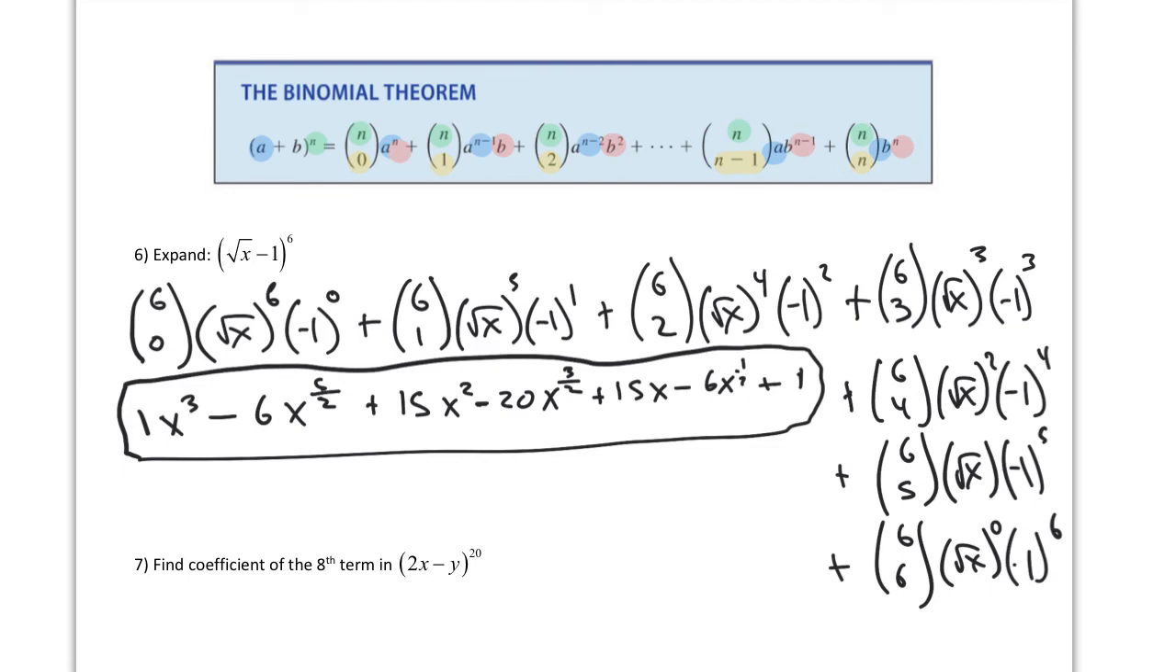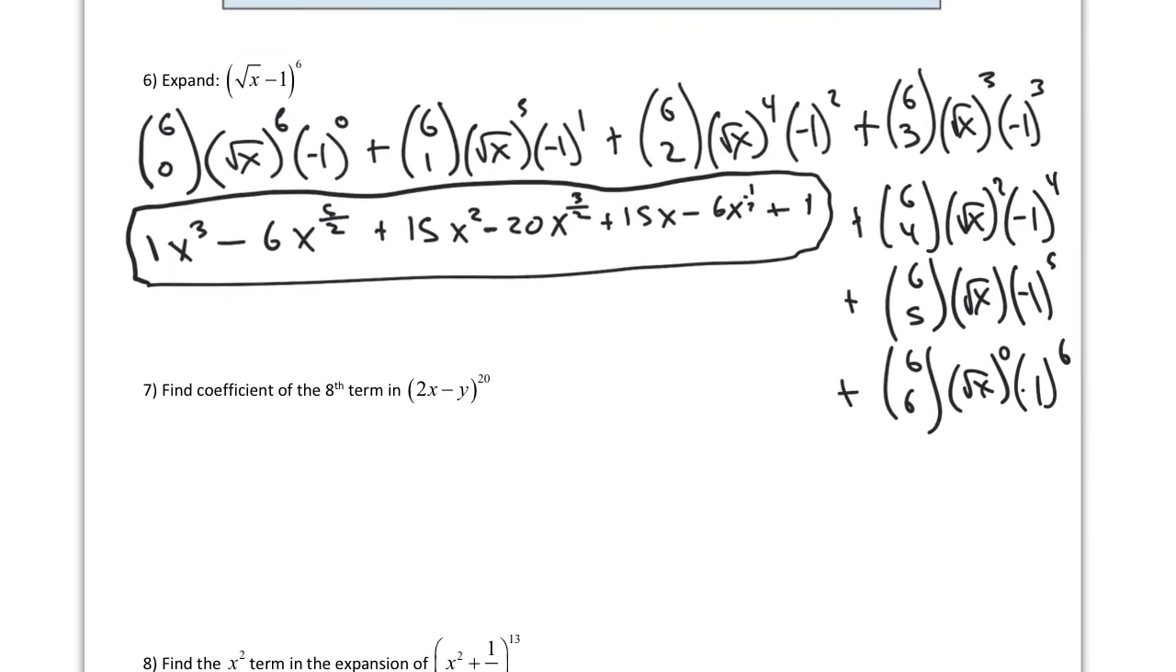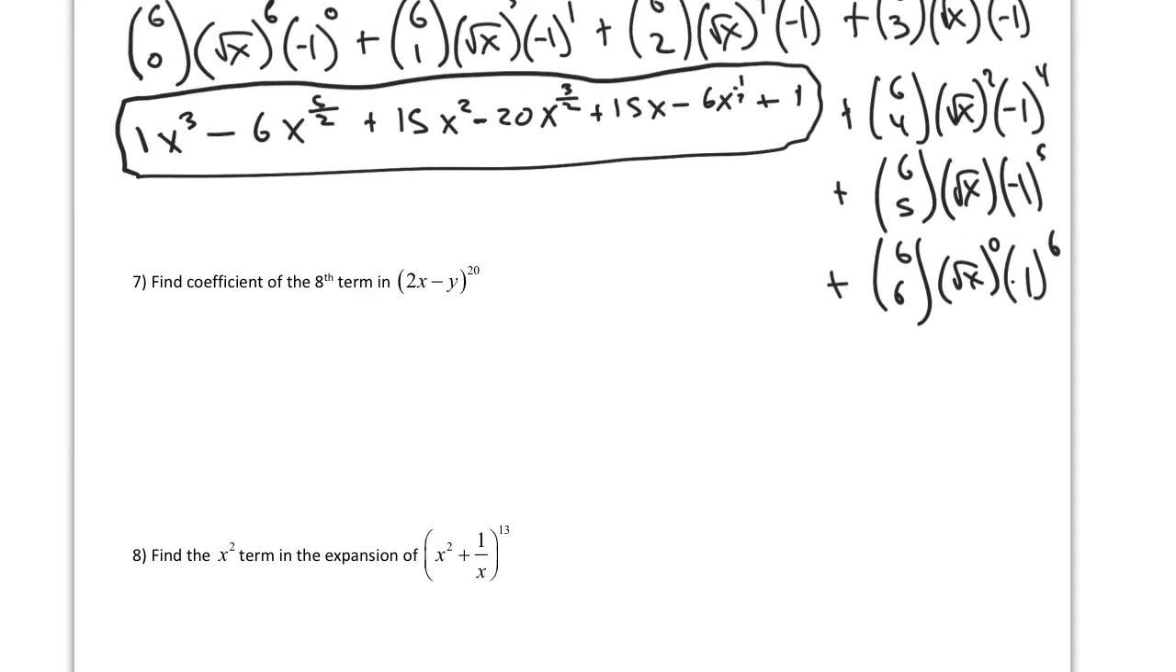I also want to point out that in here, for all of those binomial coefficients, I used my calculator to figure those out. All right, so in number 7 here, find the coefficient of the 8th term of (2x - y)^20. Well, clearly we don't want to just write out the whole thing and then figure out what the 8th term is, right? Let's try to be more efficient.